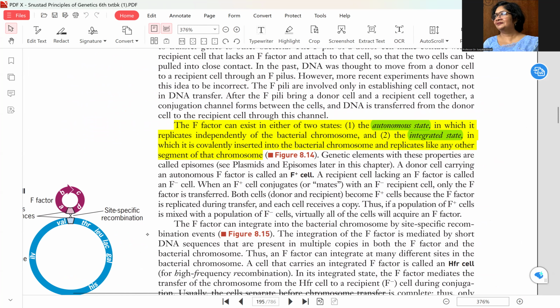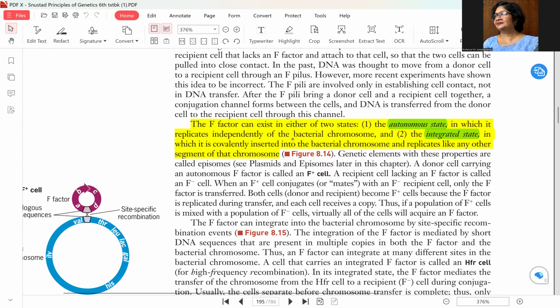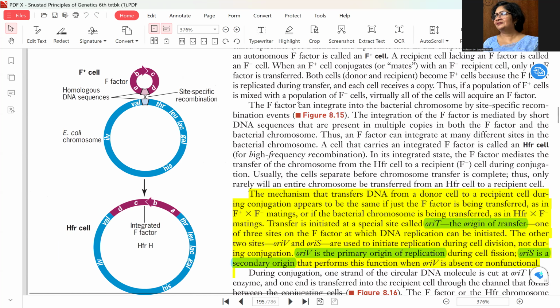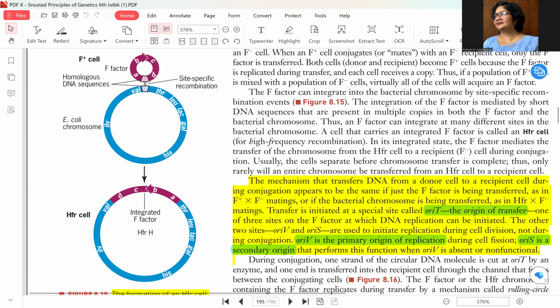Now, what leads to F factor integrating into the bacterial chromosome? You know that for recombination to take place, homologous sequences will have to be present so that any incoming DNA can integrate into the bacterial chromosome. Likewise, for F factor to remain integrated into the bacterial chromosome, homologous sequences should be present. So in this case, F factor has sequences which are homologous to sequences in the host bacterial chromosome.